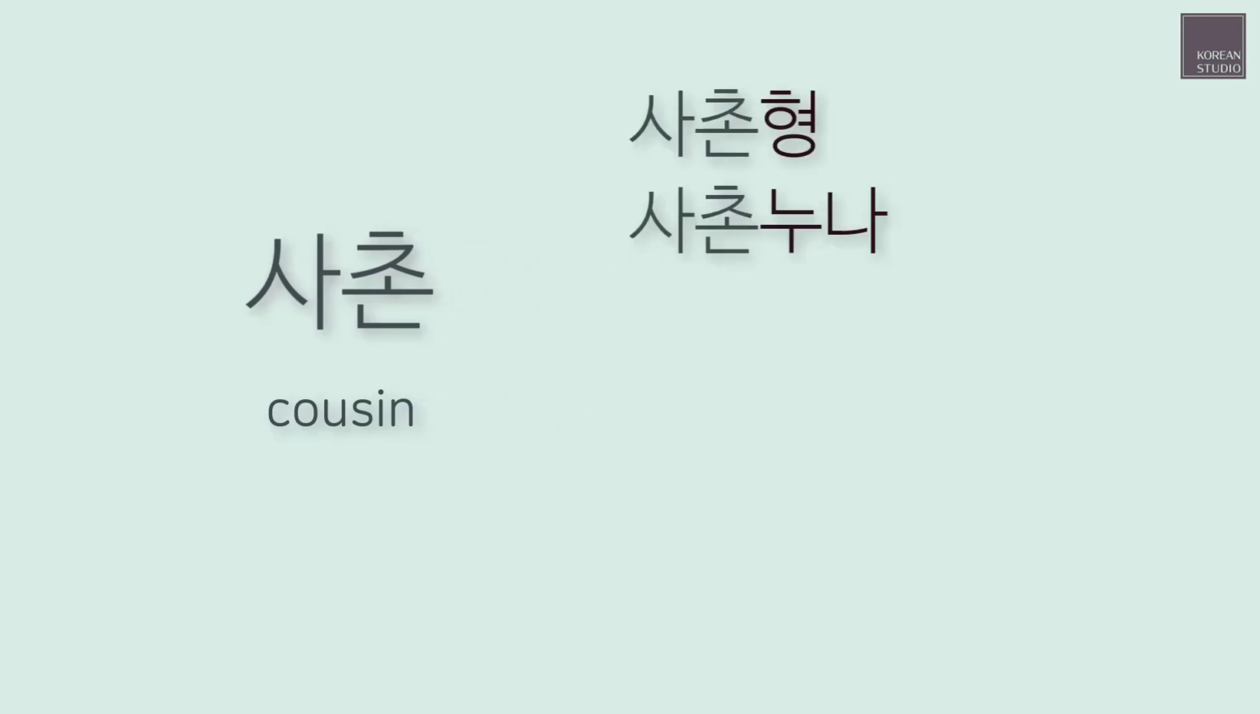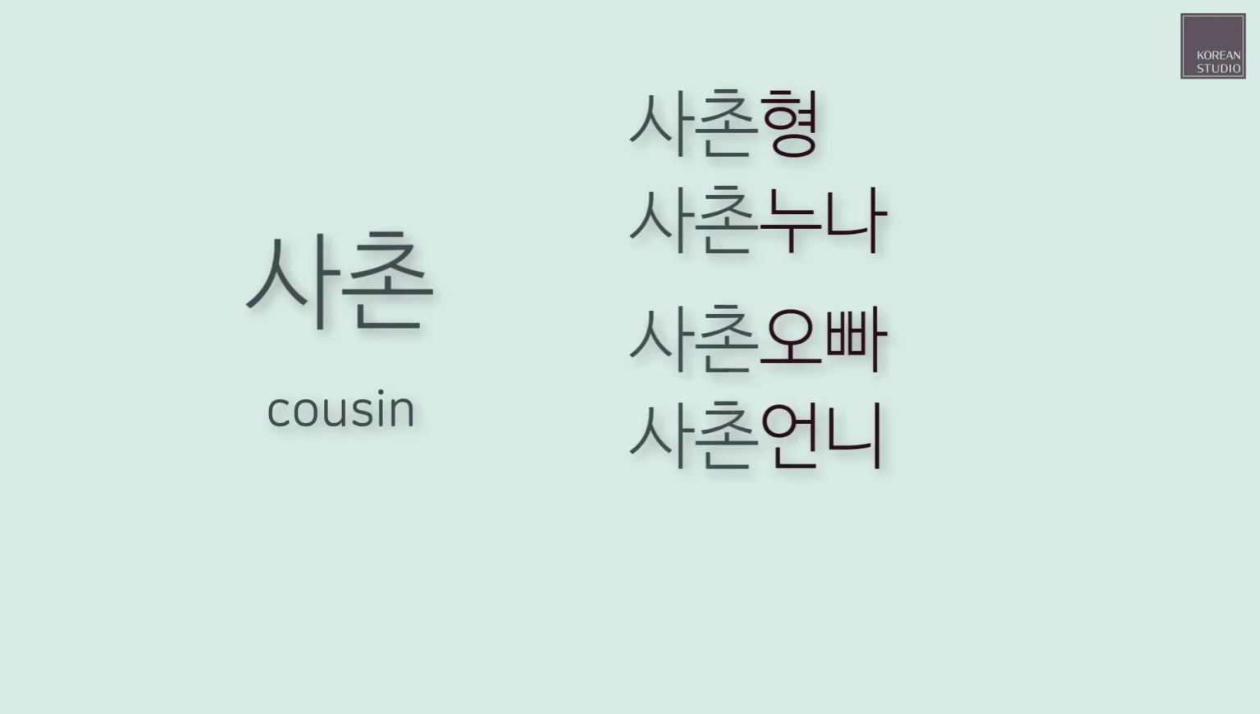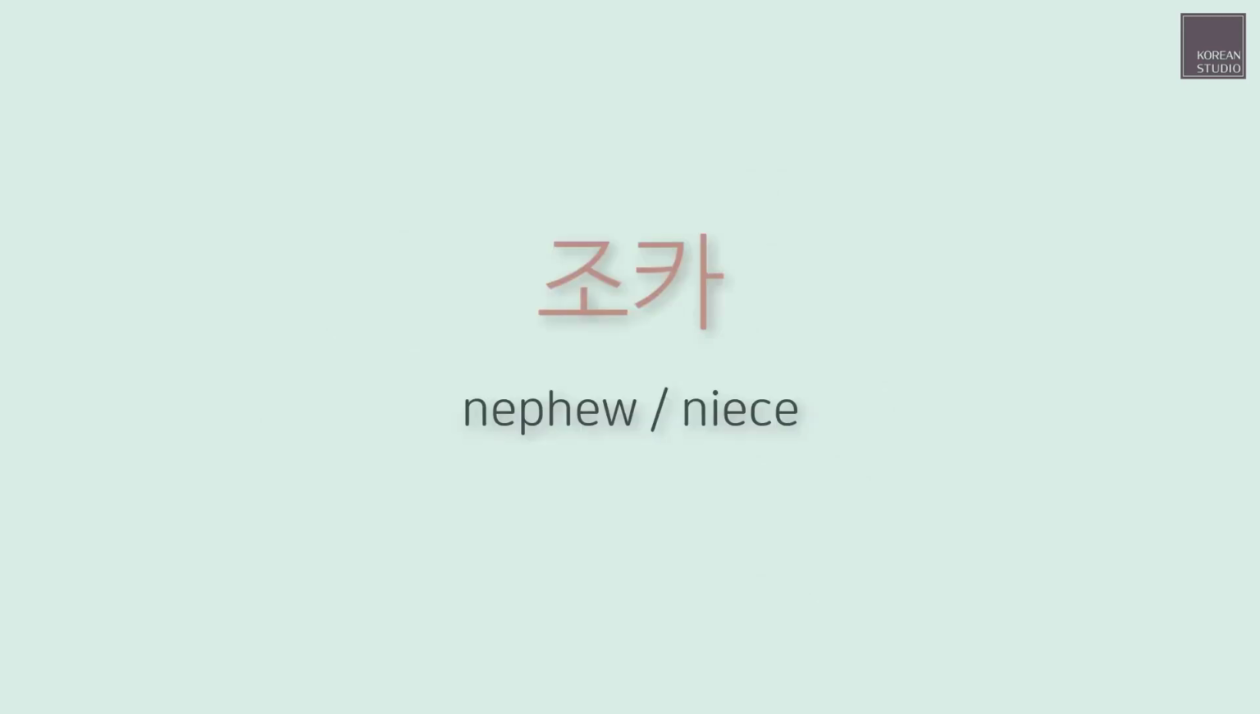So if you're a man, you can say 사촌형 and 사촌 누나. And if you're a woman, you can say 사촌 오빠 and 사촌 언니. Now, do you remember the word for younger siblings? It is, yes, it's 동생. So younger cousins are called 사촌 동생. The final word in the extended family in Korean is for nephews and nieces.